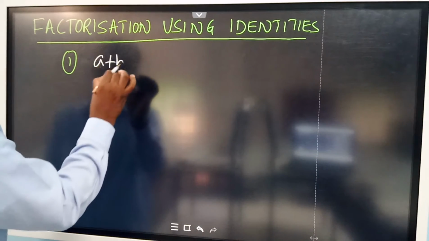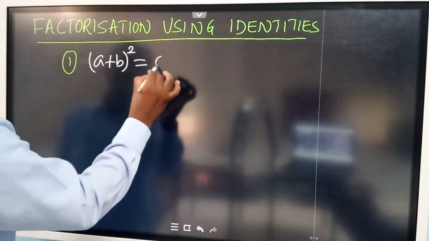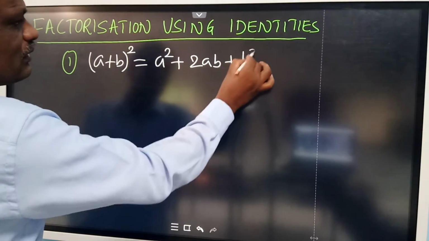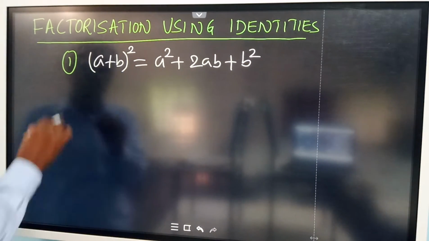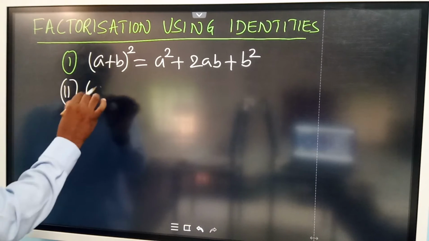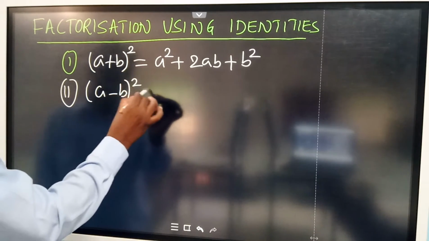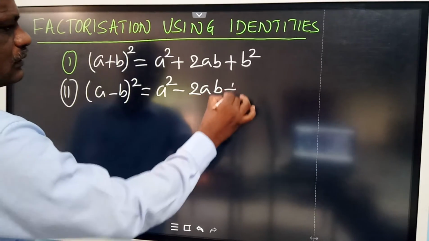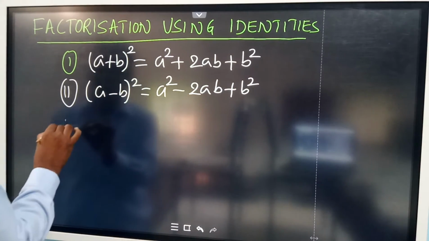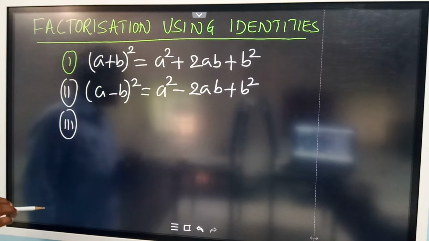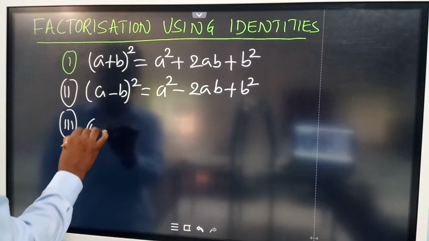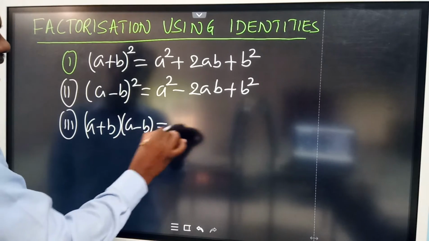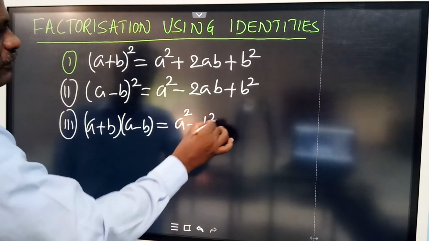One is (a plus b) whole square, that is a square plus 2ab plus b square. Second identity, (a minus b) whole square, that is a square minus 2ab plus b square. Third one, (a plus b) into (a minus b) is equal to a square minus b square.